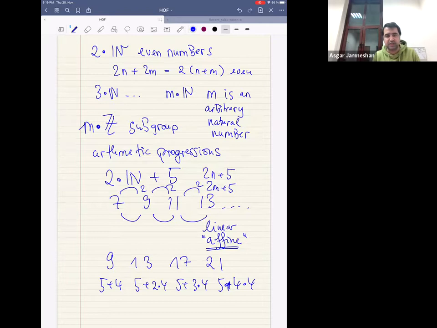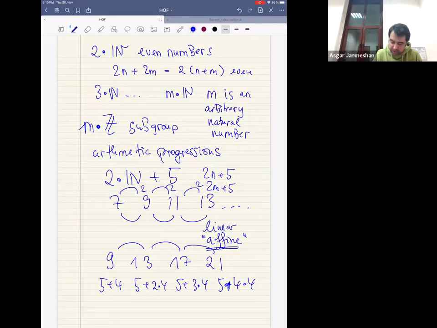So in general, this is called an arithmetic progression. That's a finite arithmetic progression. The defining property is that there are finitely many numbers such that the difference between two consecutive terms is always constant. So in this case, it is always 4.